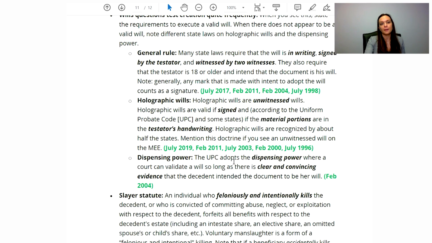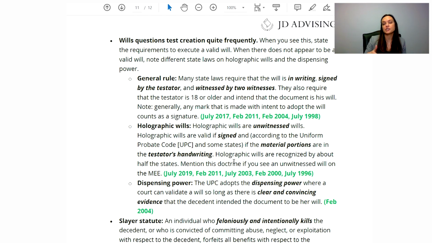So circling back up here to creation or will validity, a few things to keep in mind is that most state laws require, in order to have a valid will, that it be in writing, that it's signed by the testator, and it's witnessed by at least two people. There are different nuances about whether or not the witnesses can be interested and what happens if they are. But this is the general rule you want to be familiar with.